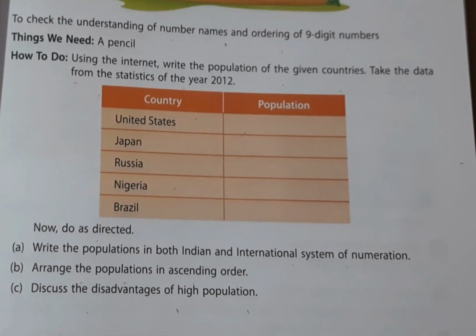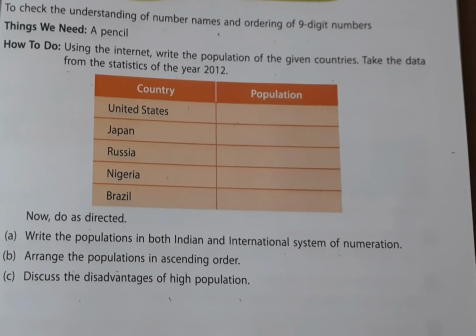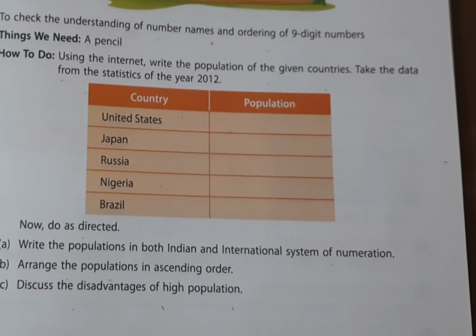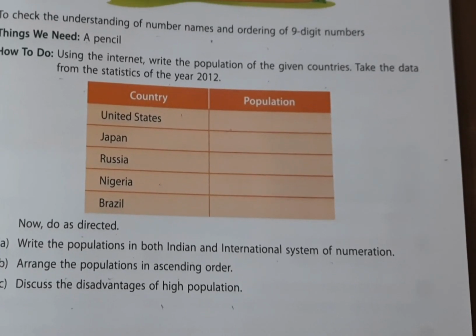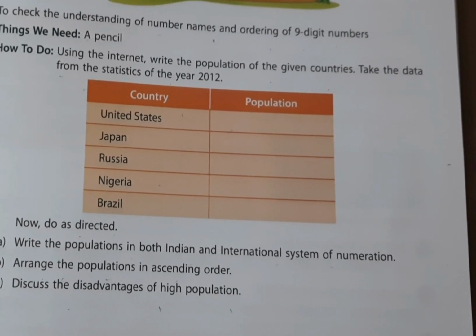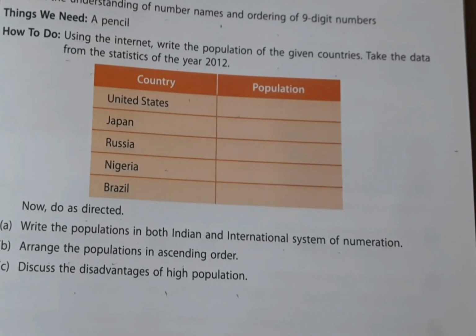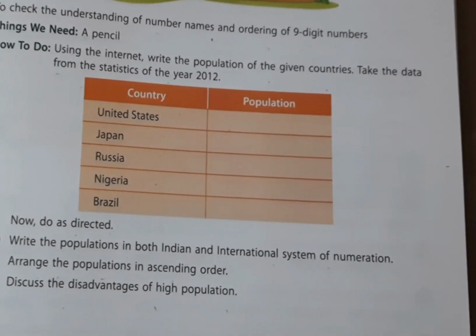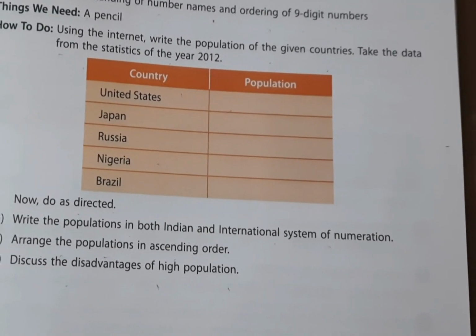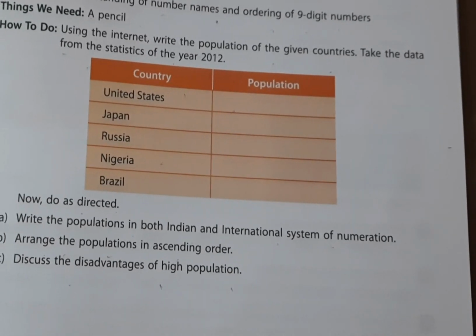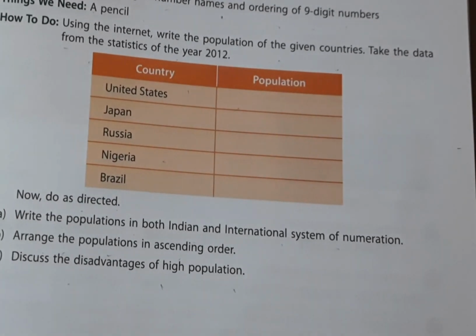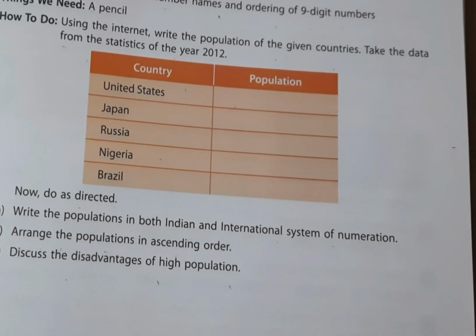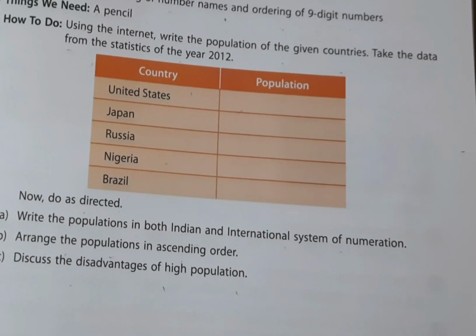Afterwards you should draw the boxes given in the book, that is country and population. You should take the help of Google, and then find it out. The countries mentioned in that: United States, Japan, Russia, Nigeria and Brazil. You have to find out the population in the particular year given, 2012. Write the population in numerals, and afterwards you should go through that.